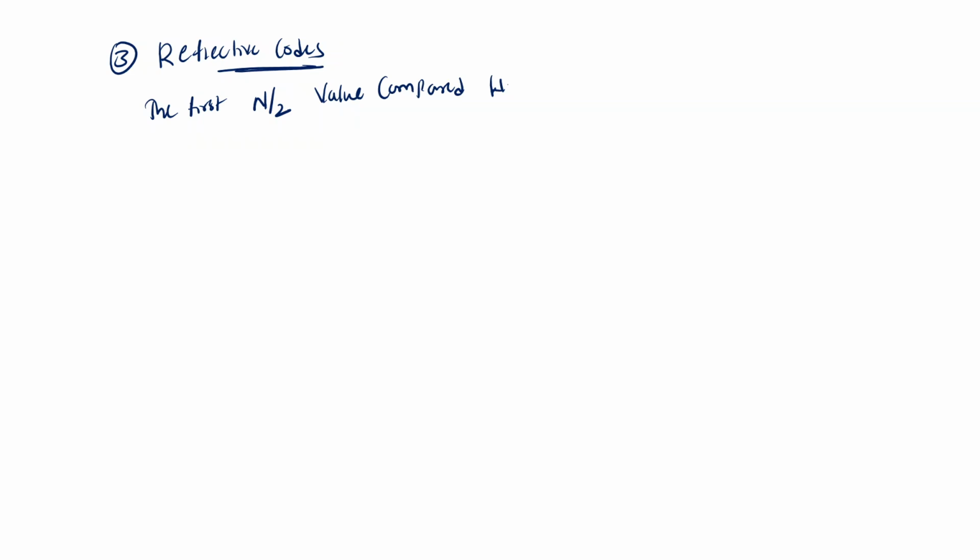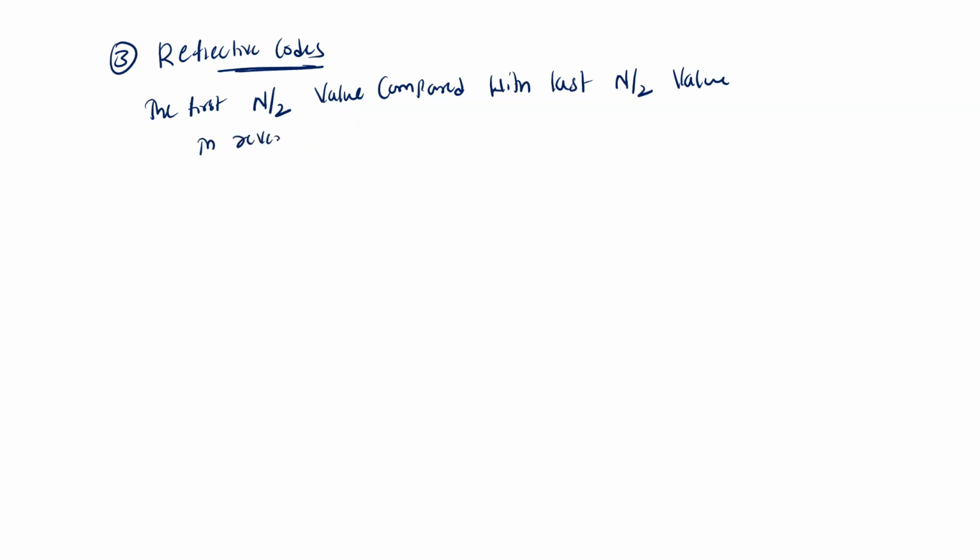And next, third one, you have reflective codes. Reflective codes is nothing but what? Reflective codes is the first n by 2 values compared with the last n by 2 values. Okay, n by 2 values. Then this is in reverse order.